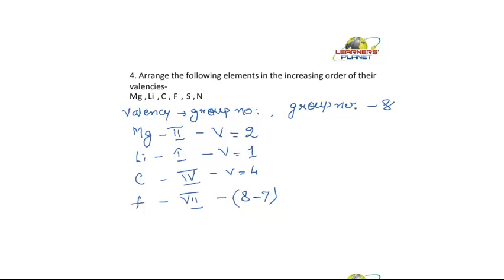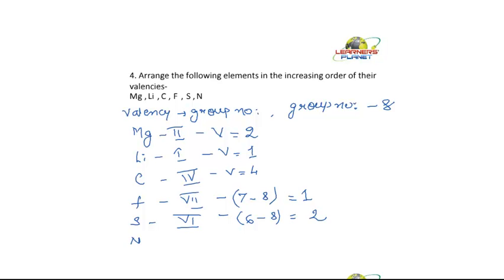So it is 7 minus 8 and we will get what? 1. Right? Then is sulfur. It is in the sixth group. What will be the valency? 6 minus 8, that is equal to 2. I told you that we don't take the sign in the case of valencies.